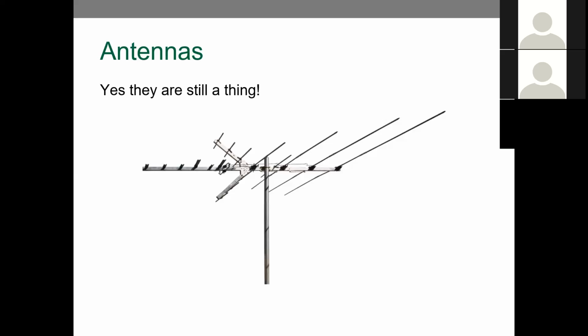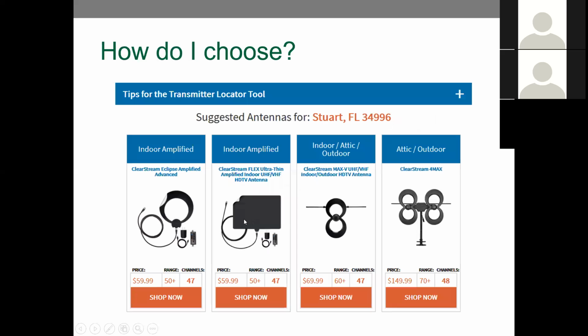Okay. So antennas, yes, they are still a thing, and they are actually pretty popular for cord cutters. The reason being, again, a lot of local channels may not be available on any of the services, and local sports might not be available through them either. So a lot of people use antennas to supplement that option.